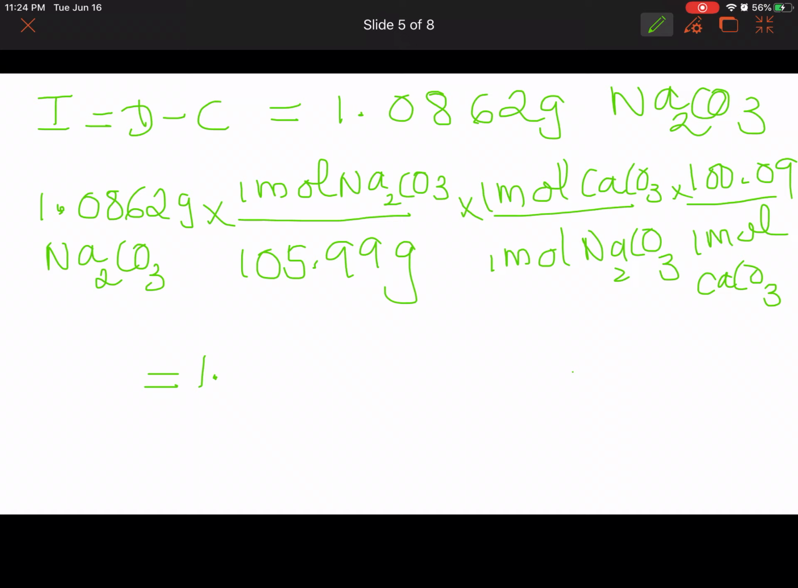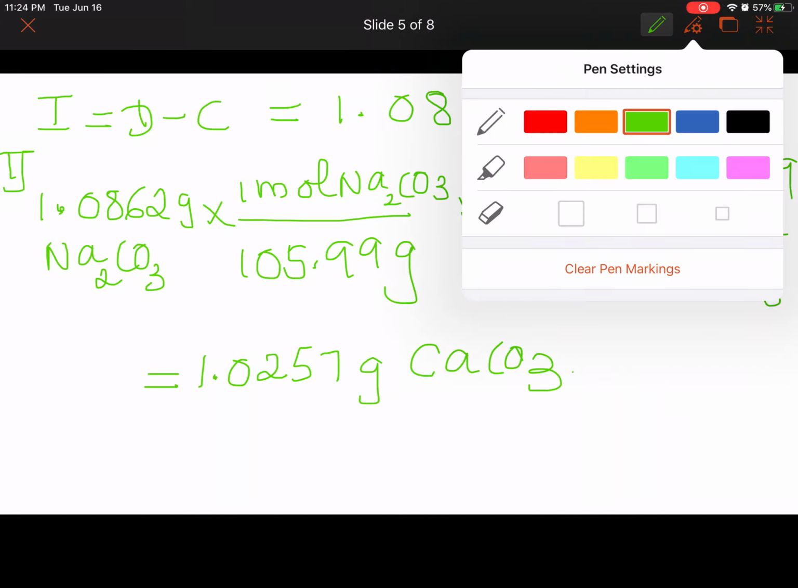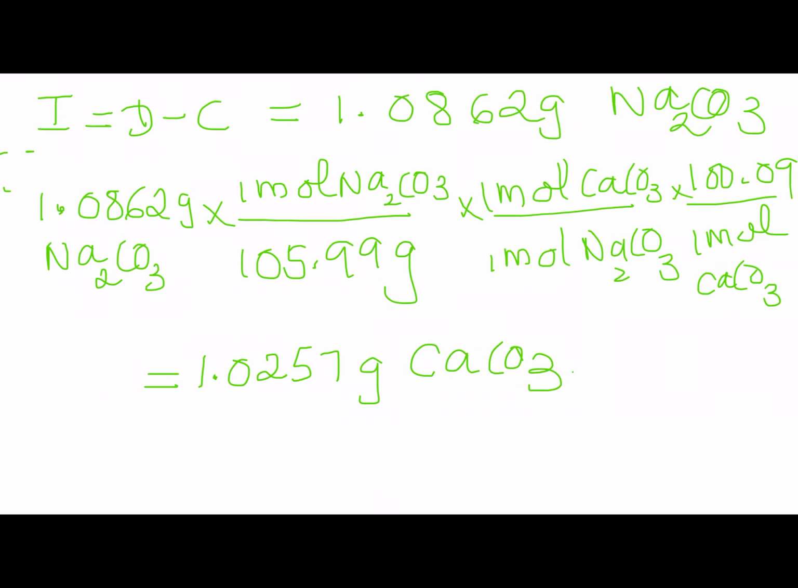Okay, and then with that you're going to get the maximum amount of calcium carbonate that you can make with 1.0862 grams of sodium carbonate, which is 1.0257 grams calcium carbonate. So what I just did is the calculations for J. Okay, this is the calculations for J.